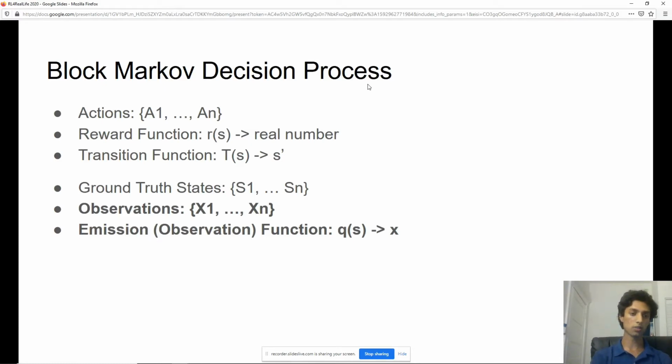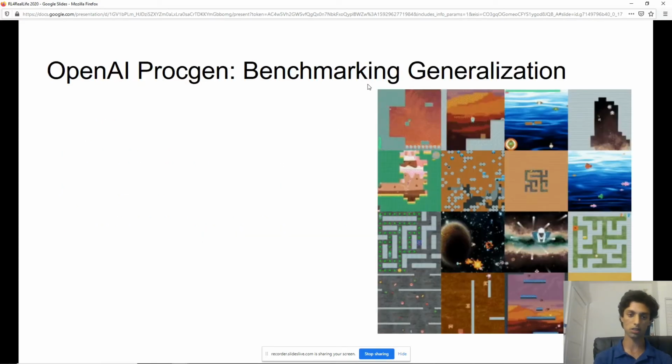Now, when we transfer, we're transferring between two different block MDPs that are sampled from the same family. These two different block MDPs will have the same actions, rewards, transitions, and ground truth states, but different observations because they differ in an emission function. You can think about earlier how we had a dark background versus a light background. That would be a difference in observation, but not actually ground truth state, like the position of your agent.